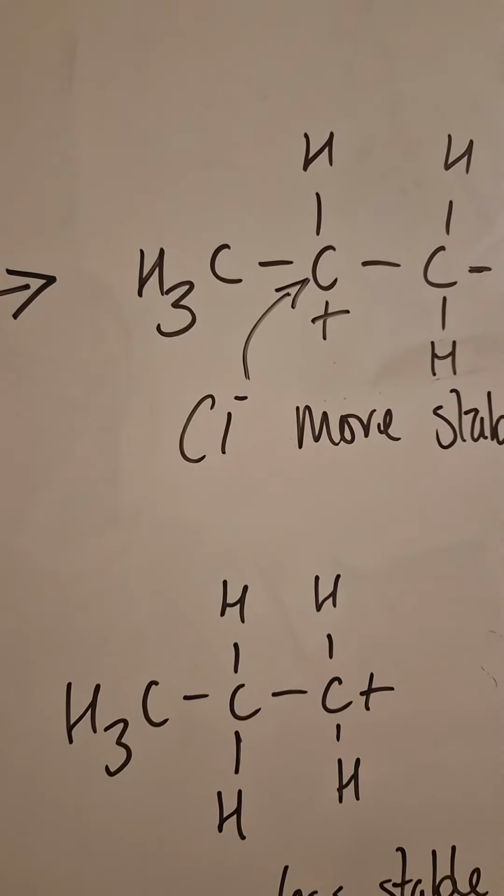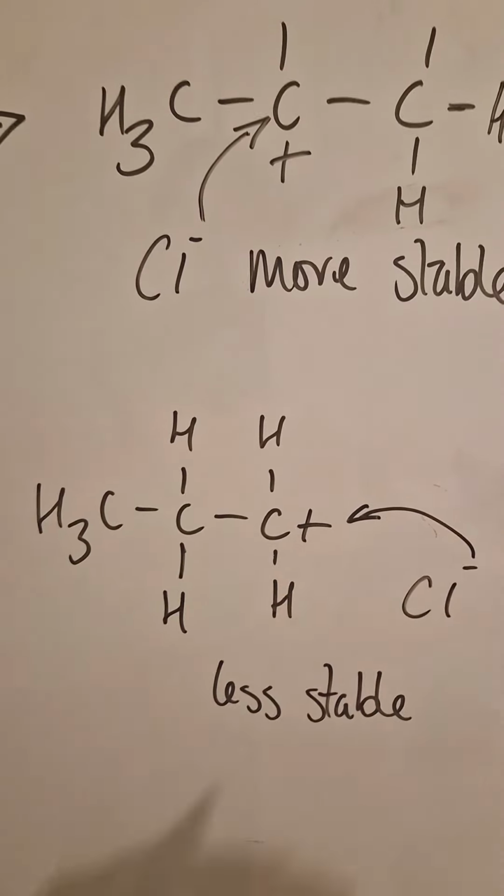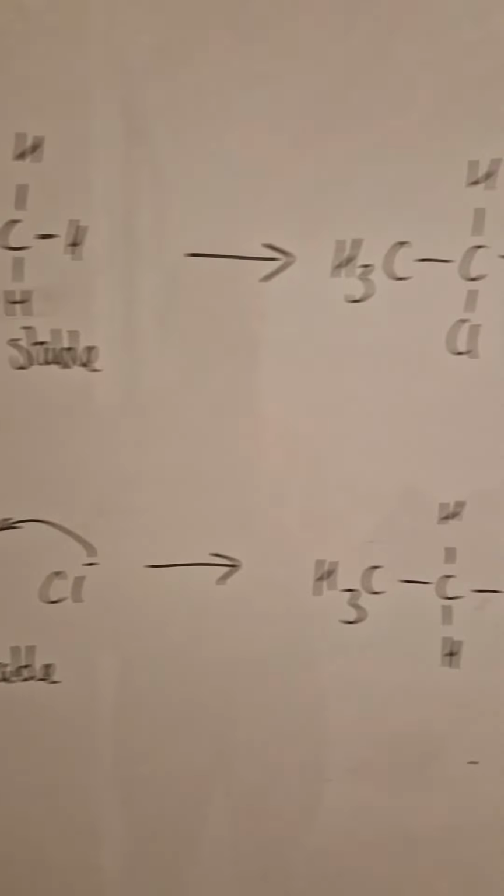In this carbocation here, it's less stable because there are less alkyl groups around the carbocation to provide that inductive effect stability. Hydrogen atoms are not able to stabilise carbocations via the inductive effect because they don't have enough electron density to do so. Our chloride nucleophile then ends up attacking that carbocation centre in both cases, which then ends up giving us our final product.